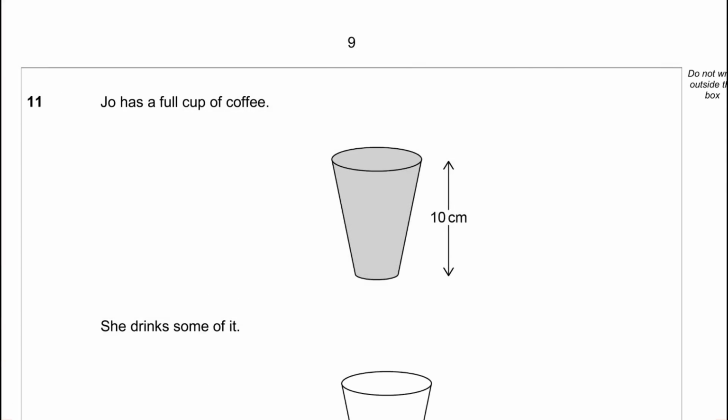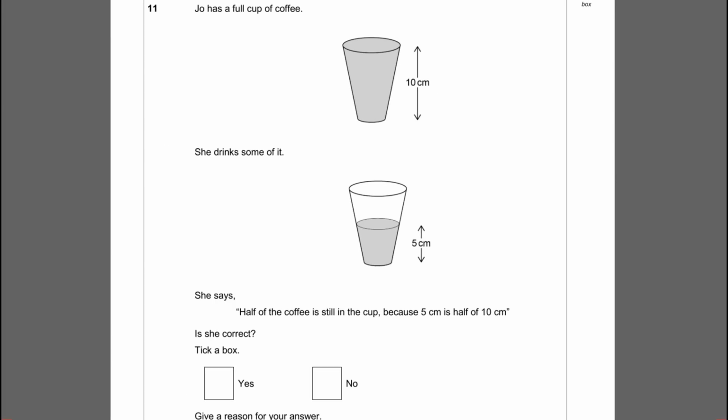Question 11. Jo has a full cup of coffee. This is her cup. Now she drinks some of it. She says half of the coffee is still in the cup because 5 centimeters is a half of 10 centimeters. Is she correct? What do you think? From the height we can see that it is a half, but the coffee cup has different sizes of circle at the top and the bottom. So we can't say that this volume is similar to this volume. The top part of the cup has a bigger volume than the one in the bottom. So I would say she's not correct.